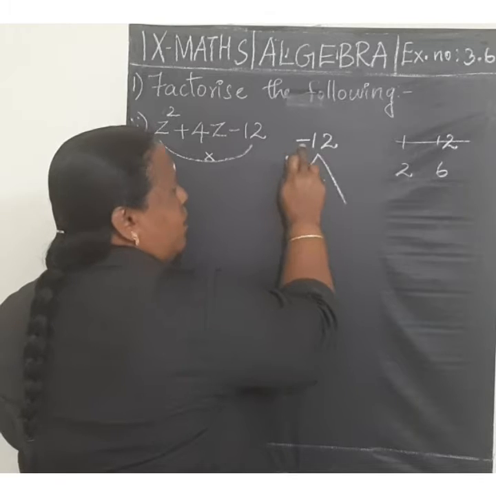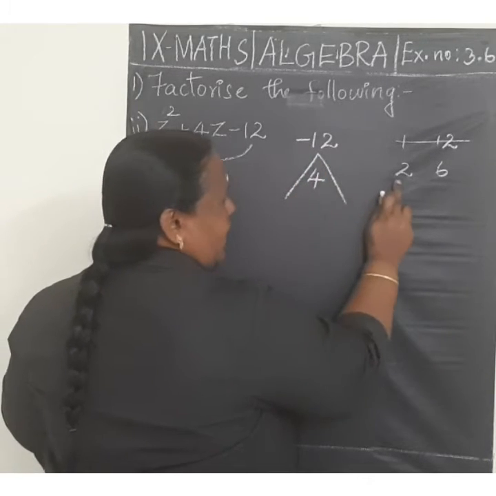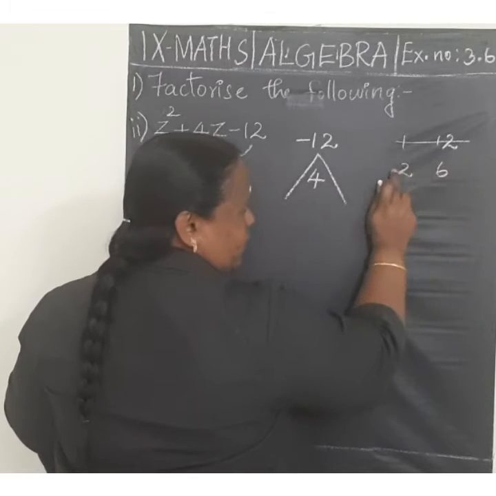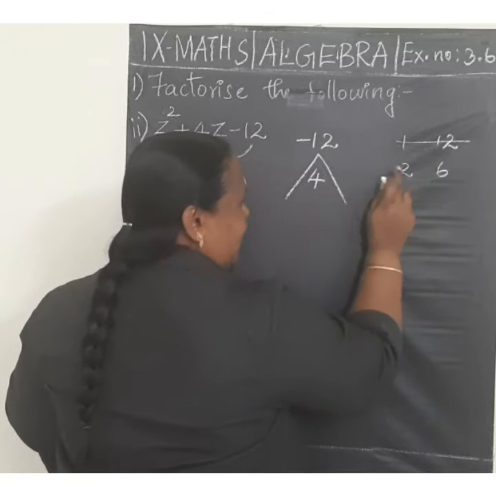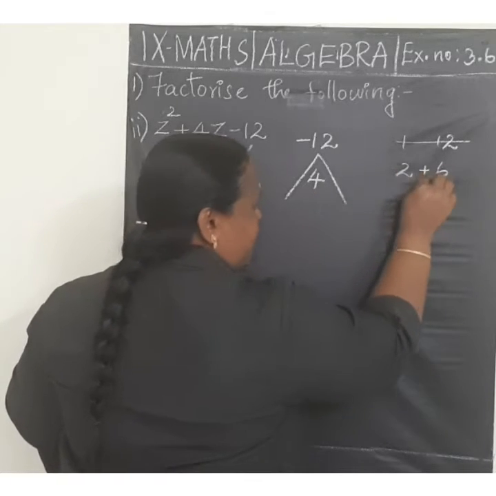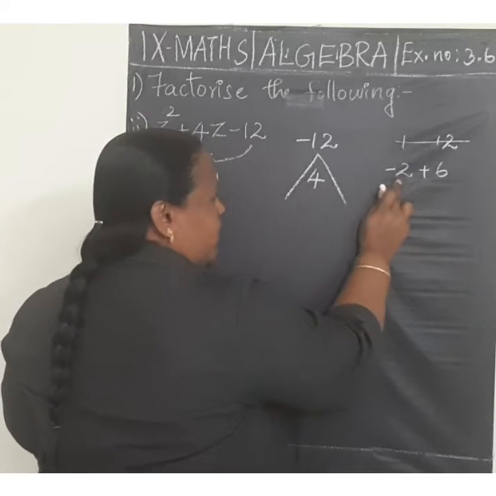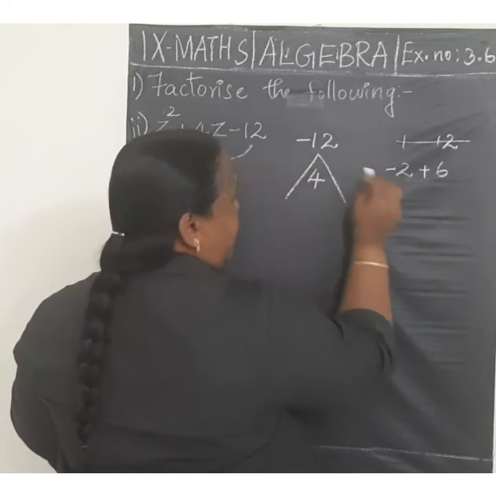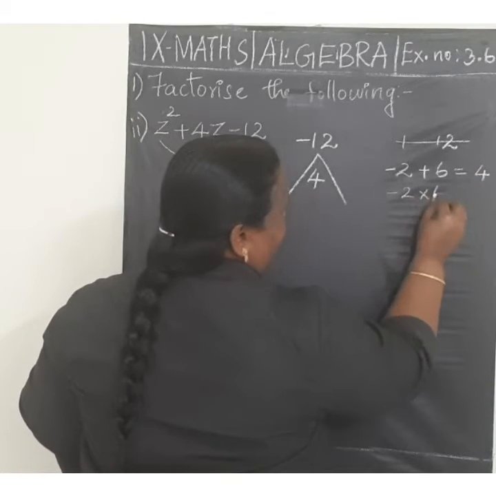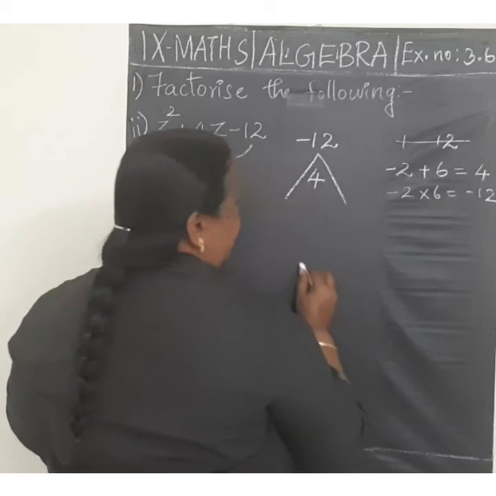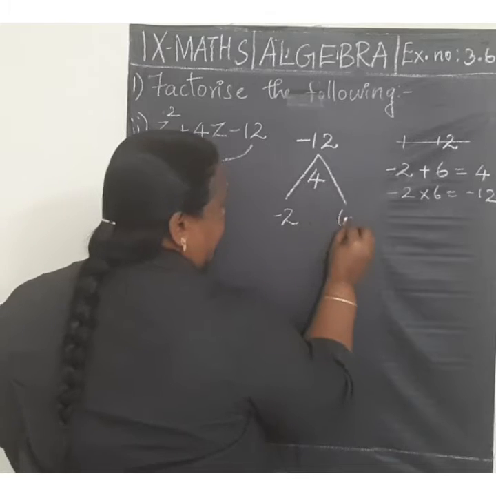But we want here minus 12 plus 4. So here when we are subtracting this one, 6 minus 2 only, we got 4. So the greater number we have to get as a plus, then the smaller number we have to put minus sign. Why? Because when we are multiplying this one, we have to get minus 12. So this is equal to plus 4. Minus 2 into plus 6 is equal to minus 12. So we got the factors as minus 2 and plus 6.